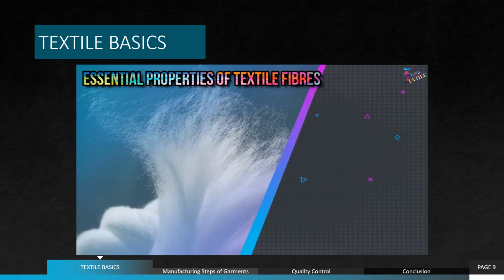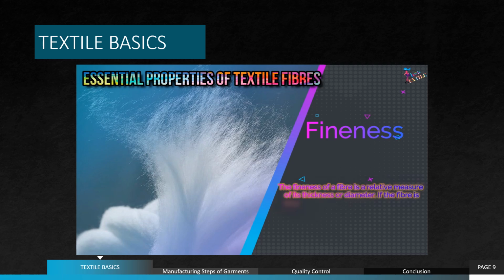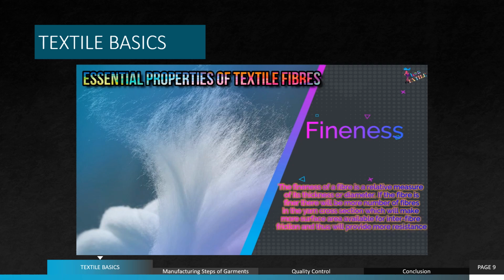Fineness. The fineness of a fiber is a relative measure of its thickness or diameter. If the fiber is finer, there will be more fibers in the yarn cross-section, which will make more surface area available for interfiber friction and thus will provide more resistance to slippage. Due to this fact, the yarn spun from finer fibers will have higher strength.